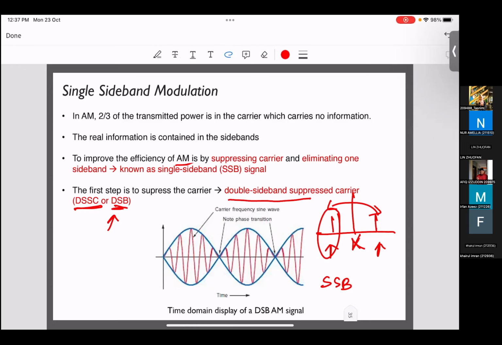So let's take a look at what DSB is first. This is a time domain display of a DSB AM signal. Note that compared to a standard AM modulation that we have seen before, our AM modulation looks like this, right? And we have some like this. You have this part.